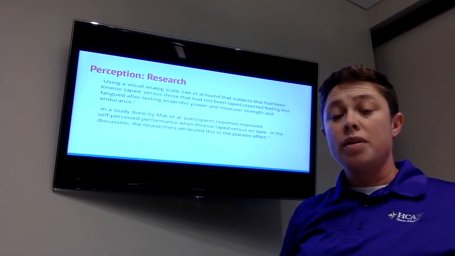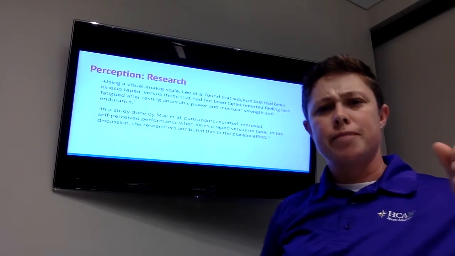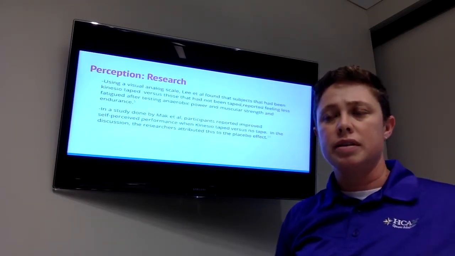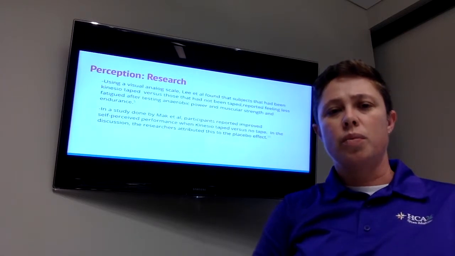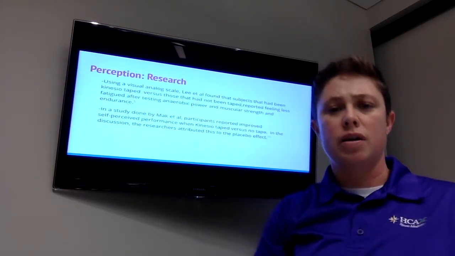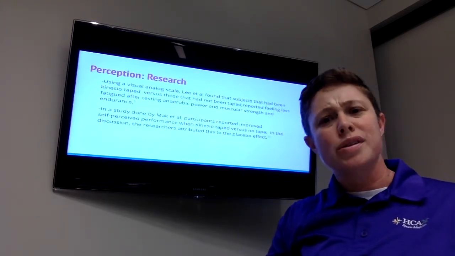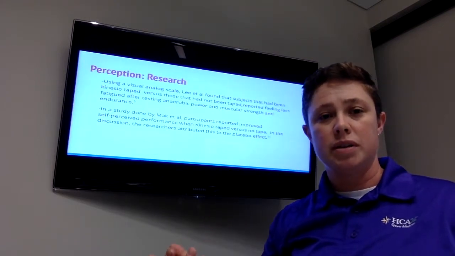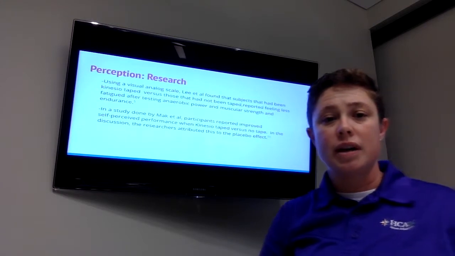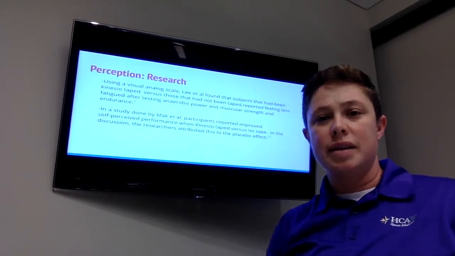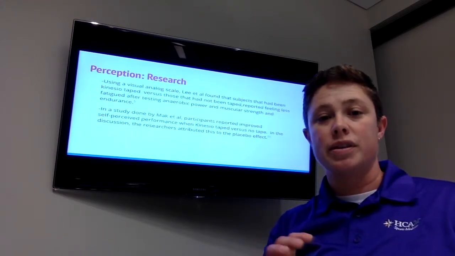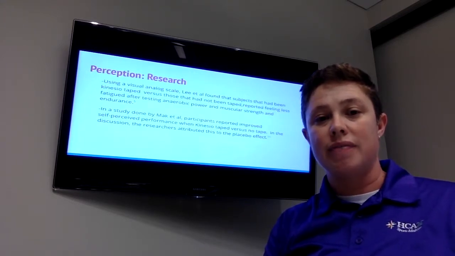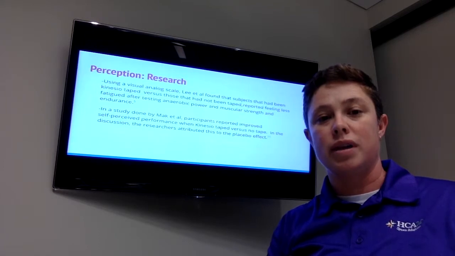All the research that I found used a visual analog scale. Remember, this is perception, so this is subjective. They all used a visual analog scale of 0 to 10. I think they all used the same one, the 100 millimeter visual analog scale. It's pretty standard. We found Lee et al. found that subjects that had been kinesiotaped versus those that had not been taped reported feeling less fatigued after testing anaerobic power, muscular strength, and endurance.